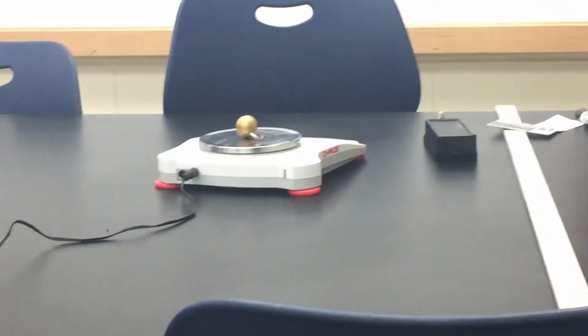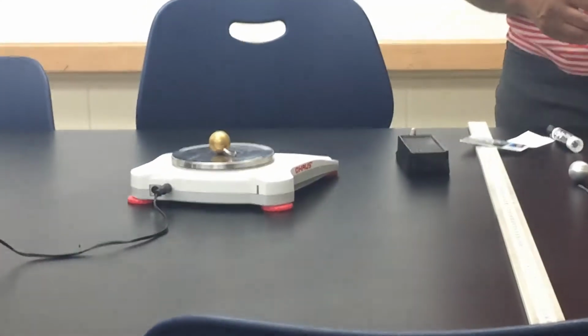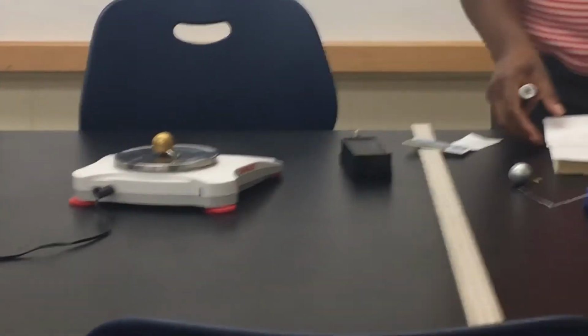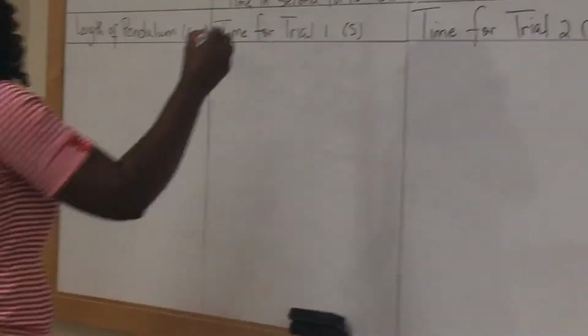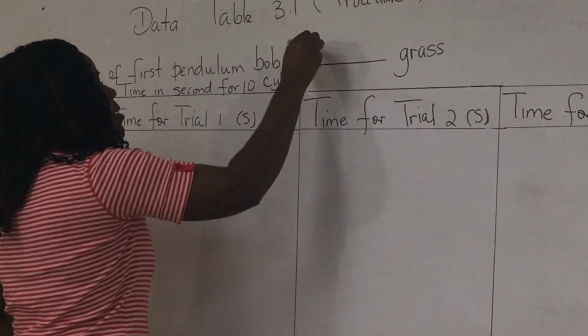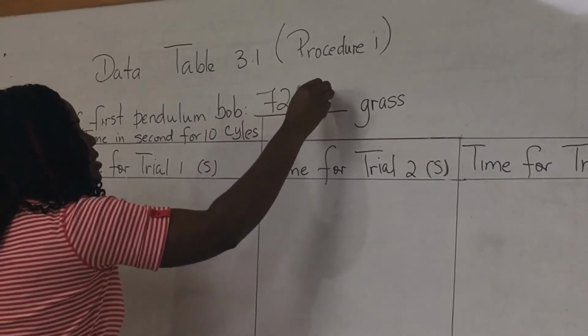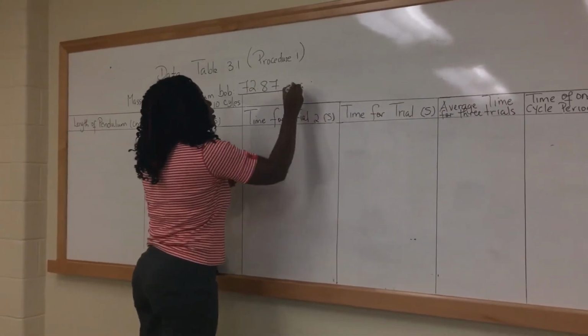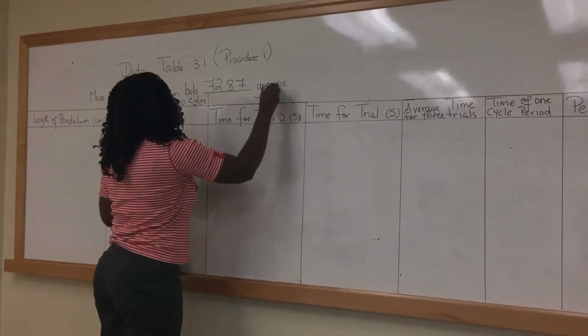And the mass of the bob is 72.87. So I'll go ahead and record the mass of the bob as 72.87. And that's of course in grams.